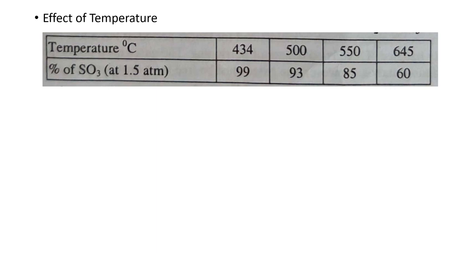Okay, so we'll stop here for today's lecture. In the next lecture we'll discuss the effect of pressure, effect of concentration, effect of catalyst, then the rest of the points from this manufacture of sulfuric acid. We'll continue the discussion in the next lecture. For today's lecture we'll stop here. Thank you.